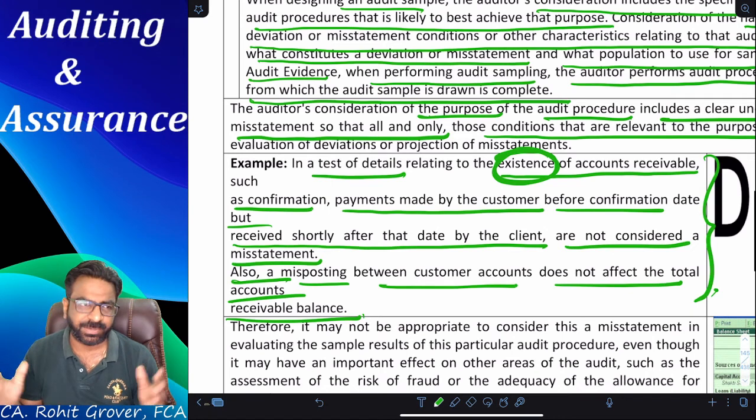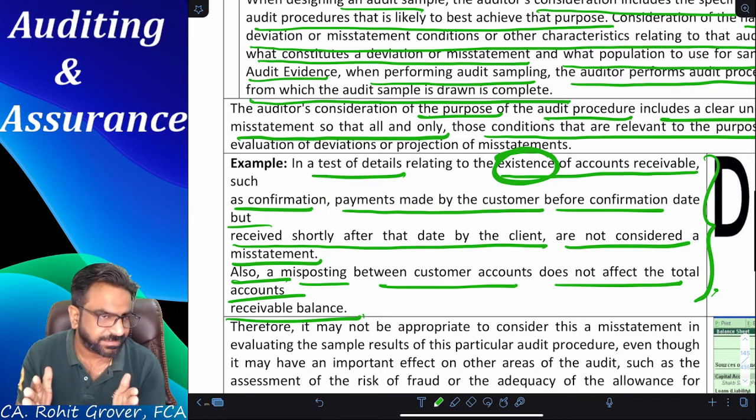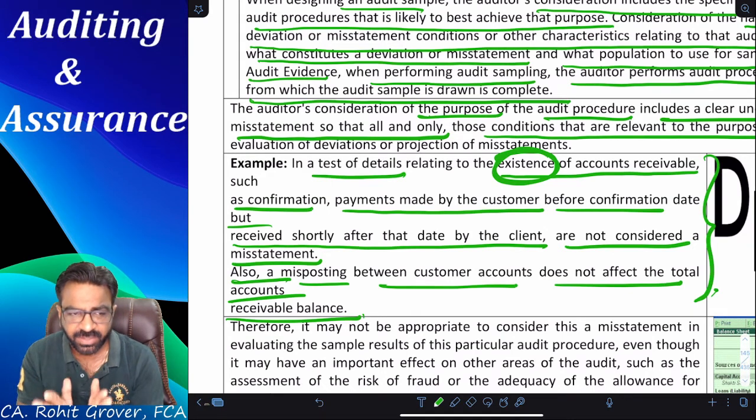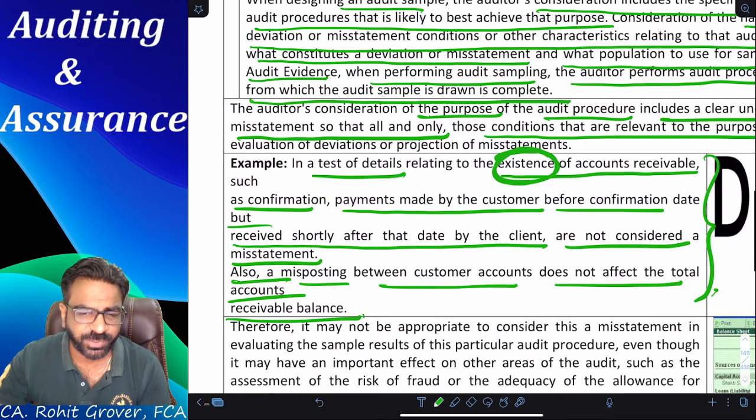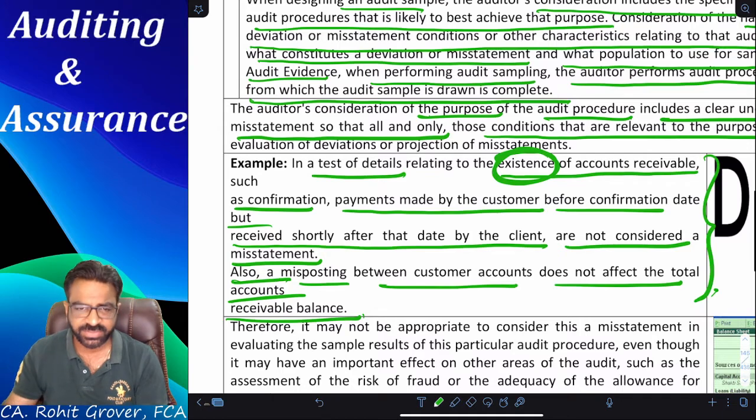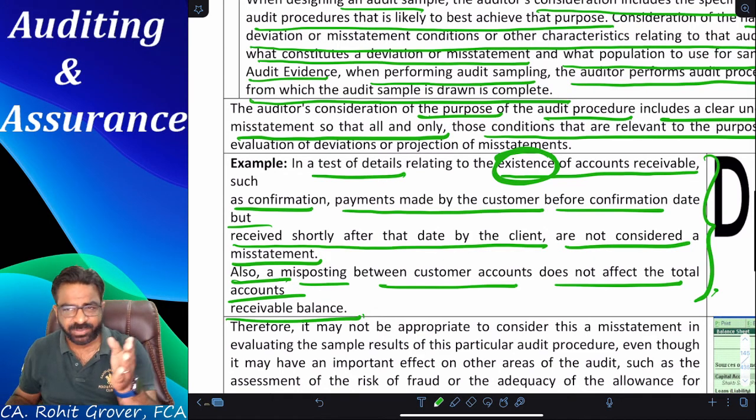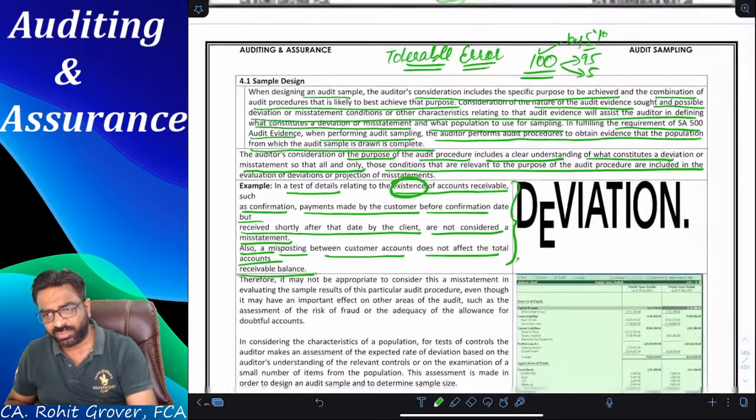Why has this happened? These are known as clerical errors, which always have a human error aspect from the auditor's point of view. Clear or not? Human error, yes, you can say that. So that is why this example was given here, to make you understand what we mean by deviation.